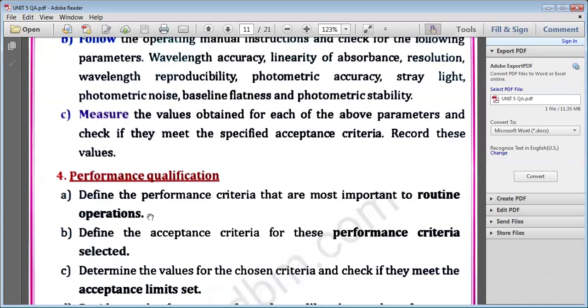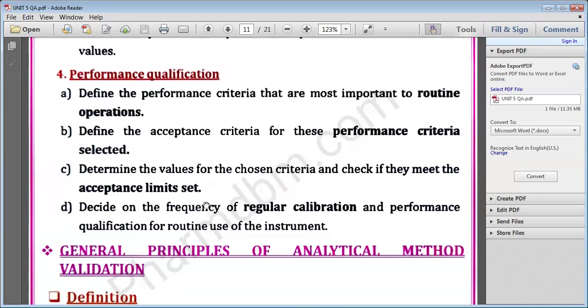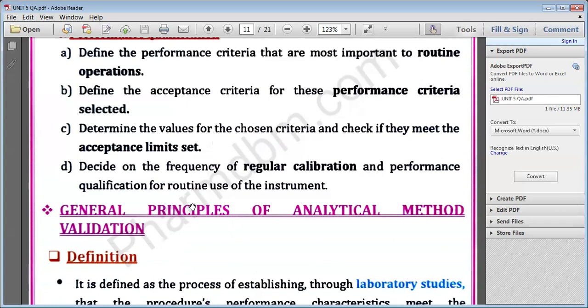And coming to the performance qualification, define the performance criteria that are most important to routine operations. We have to define the acceptance criteria for the selected performance criteria, determine the values for the chosen criteria, and check if they meet the acceptance limits set. So we have to decide on the frequency of regular calibration and performance qualification for routine use of the instrument.